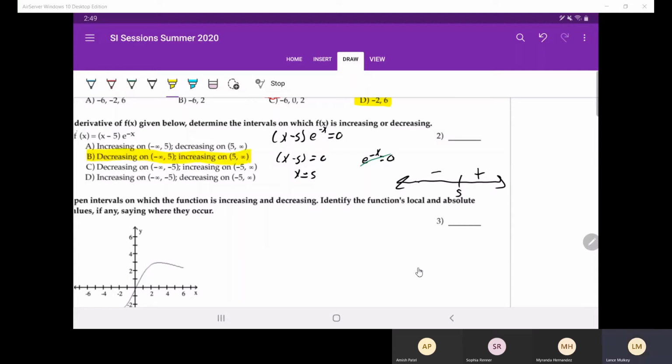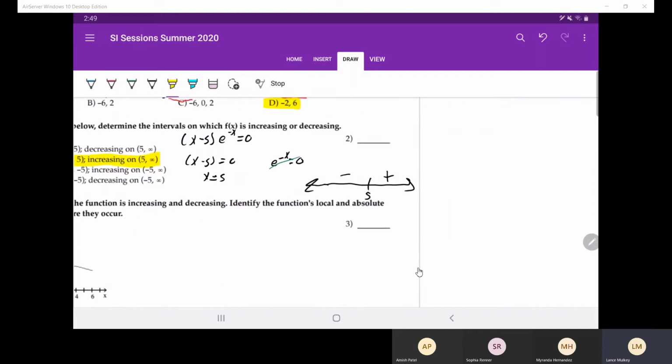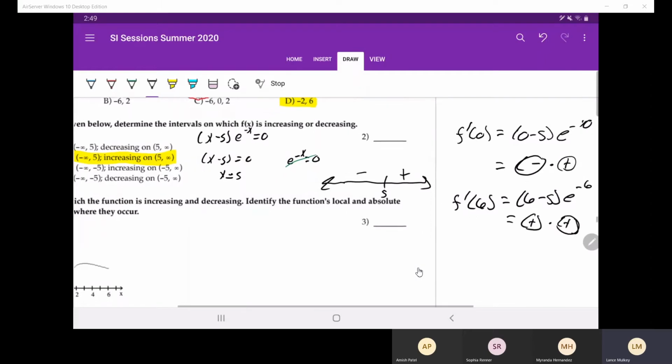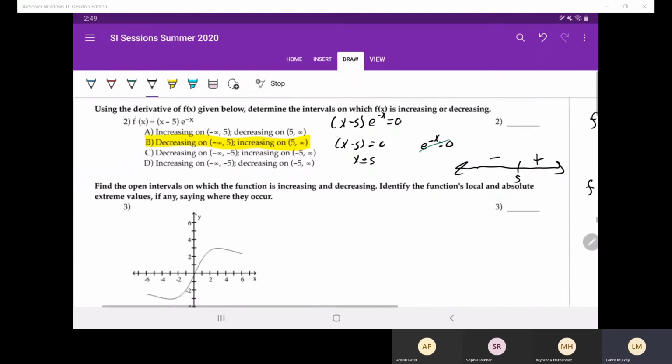Any questions on how I did that? I know I talked through it kind of sort of fast. Let me write it out over here. So I chose a number less than 5. F prime of 0 equals 0 minus 5 times e to the negative 0, which equals a negative number times a positive number. Let's do f prime of 6 equals positive times positive. So it's a positive number. If you have any questions, please let me know.